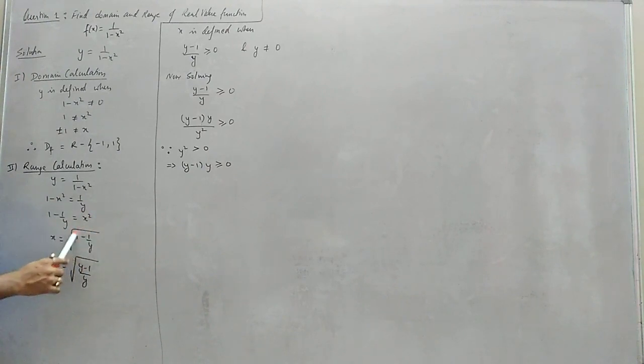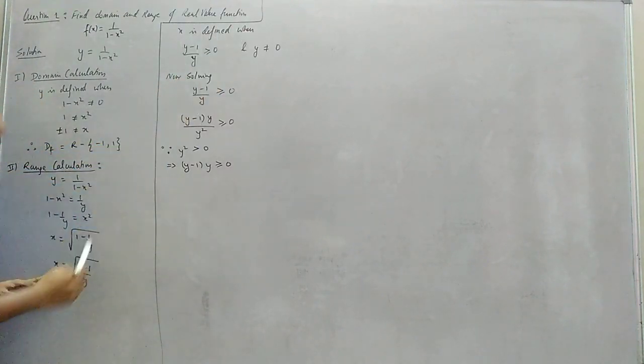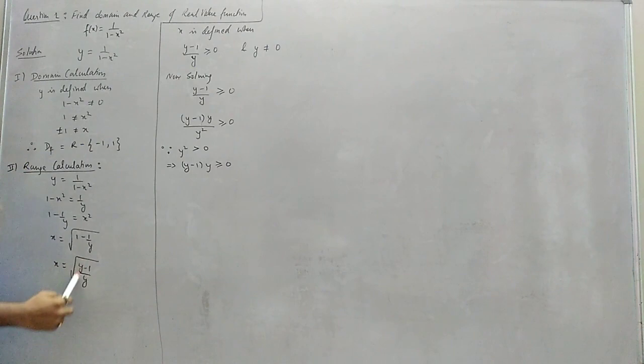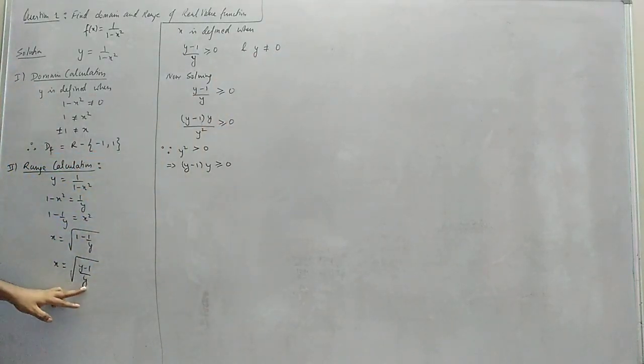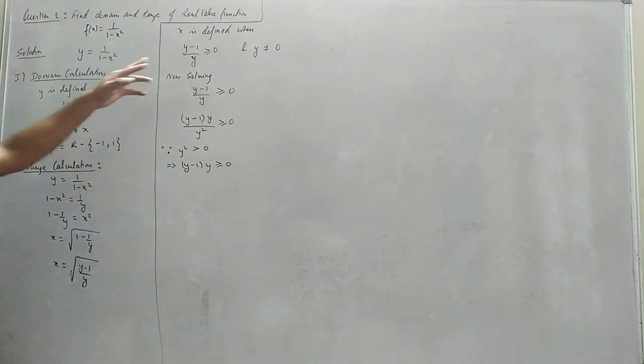Now this is not in any pattern which I have discussed. We have the pattern something by something or under root something. Since 1 minus has come, take the LCM. So y minus 1 by y. Which pattern is it? Third case. Something by something is there and under root is also there. So x is defined when this whole term is greater than or equal to 0, because it is inside the root. It cannot be negative. And the denominator should be not equal to 0.